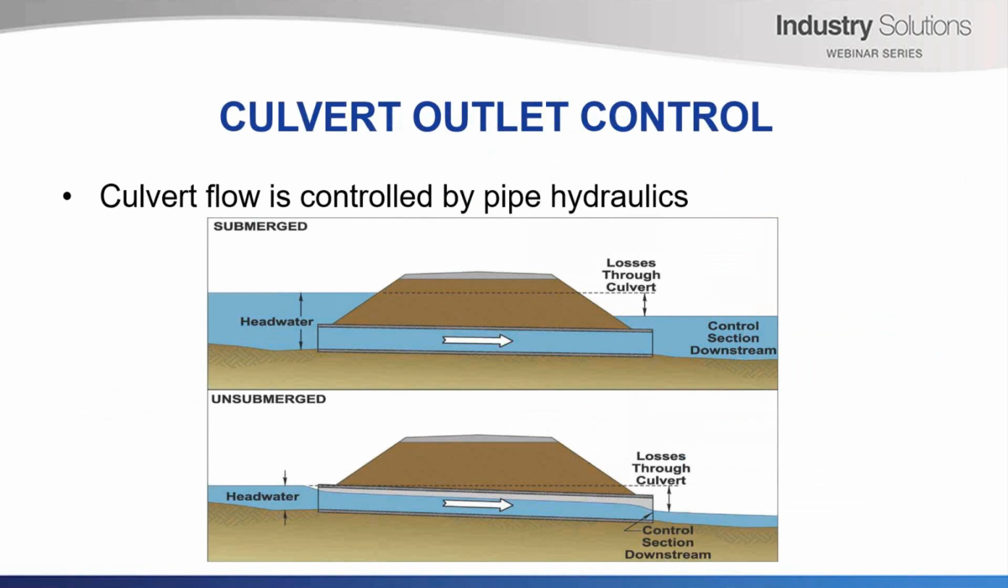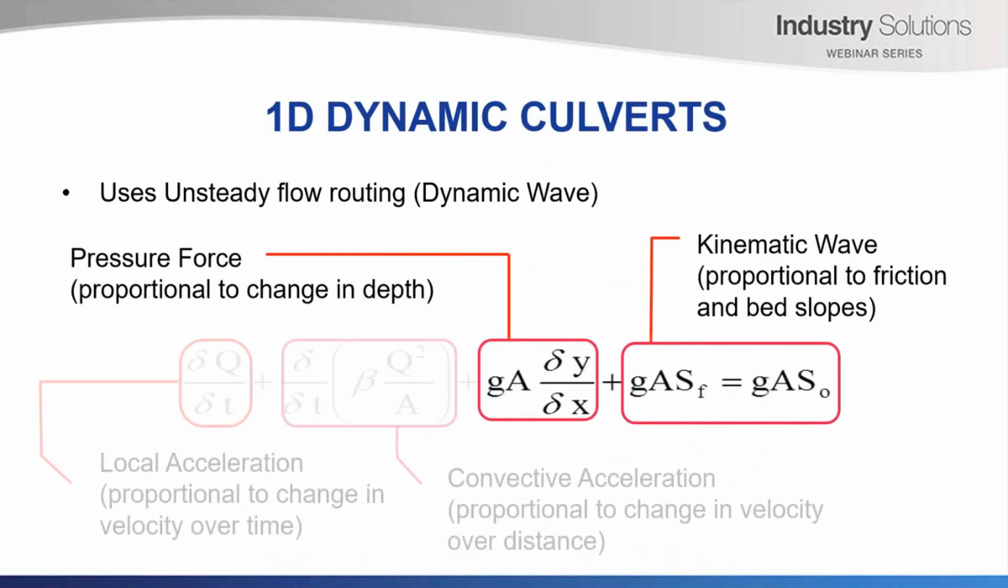So we have two types of controls in culverts. There's outlet control. Outlet control is pretty well understood. The flow is controlled by the physical characteristics of the culvert, so the length, the grade, the cross-sectional area, the roughness, any energy losses, and the headwater and tailwater. For most culverts, flow would be subcritical.